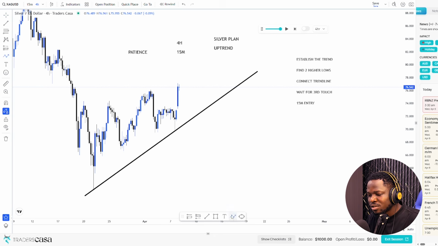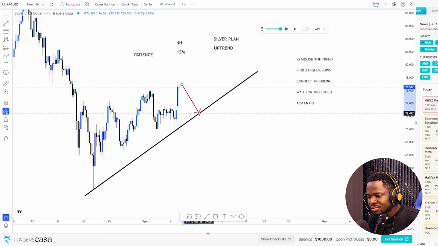I have to exercise a lot of patience right now and wait for price to come back and mitigate this trend line the third time. Sometimes it can take hours, it can take days or weeks. The most important thing, exercise a lot of patience and wait for the price to mitigate this trend line the third time.